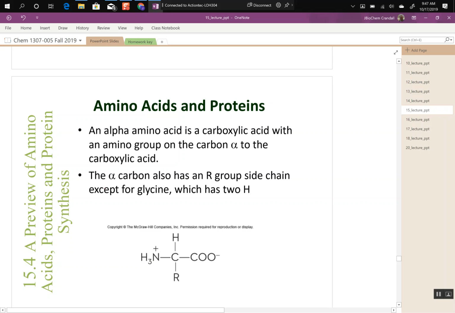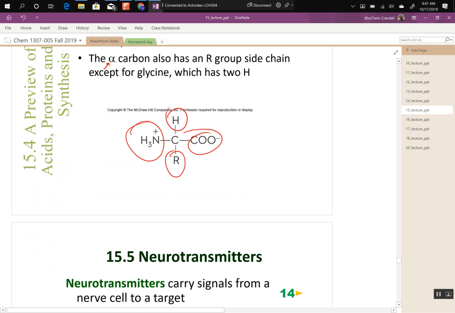Okay, here's the alpha carbon. Okay, here's the R group. Here's the amine, the carboxylic acid, the hydrogen. Those are all on your alpha carbon. Okay?